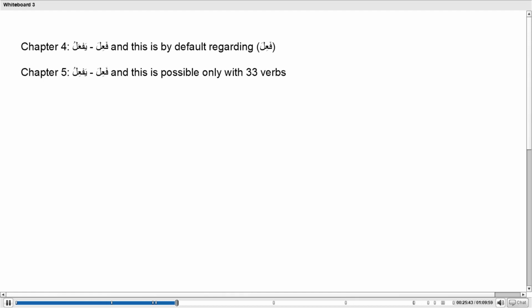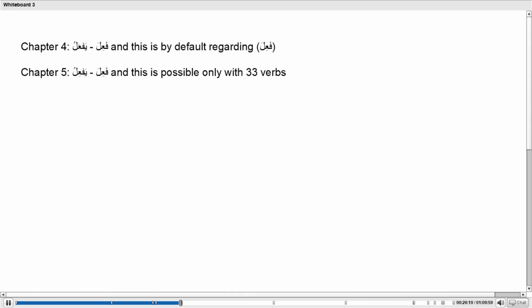So the rest of the verbs on the scale of فاعلة are by default with يفعل. Clear? That's why some scholars didn't even count this as a chapter. They didn't even count chapter 5 as a chapter. They said chapter 5 is an oddity. It's only in 33 verbs. Clear?